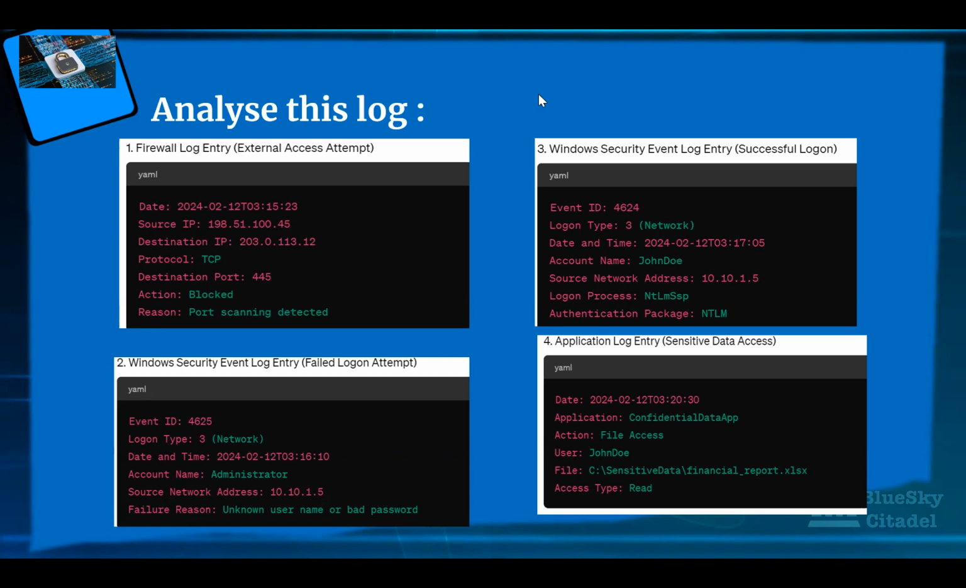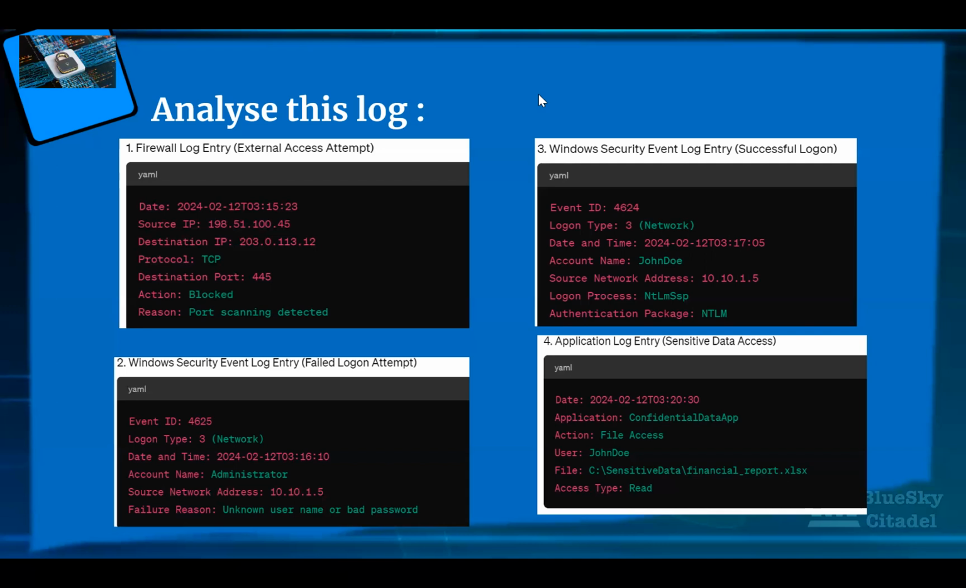It describes the scenario. It says there's been an external access attempt. That's the first one. All the 4 have a date and time stamp. Did you notice that? Okay. So the first screen says the action the firewall has taken: it has blocked it, and has blocked it for port scanning that was detected.